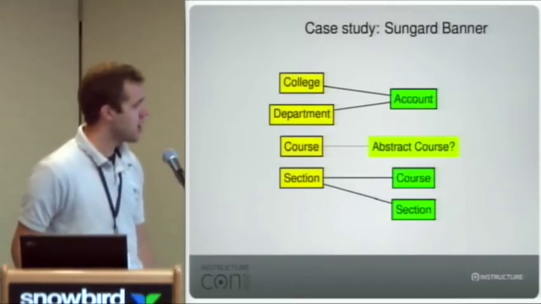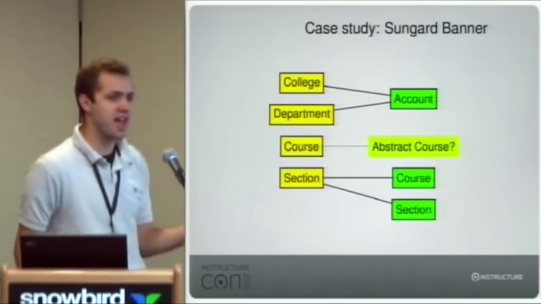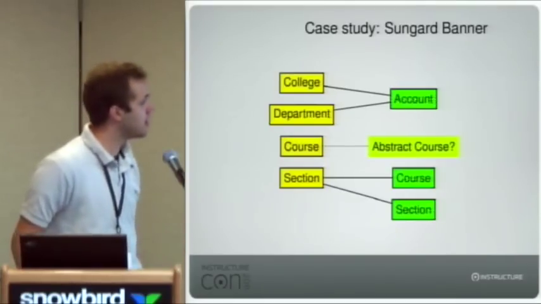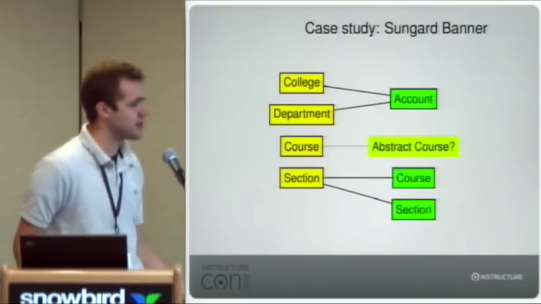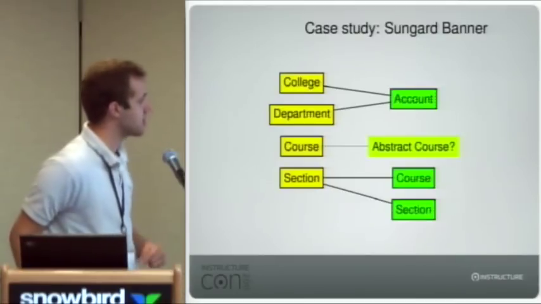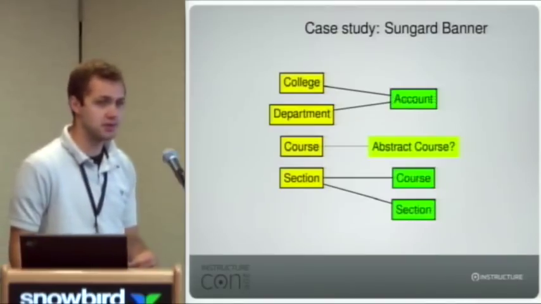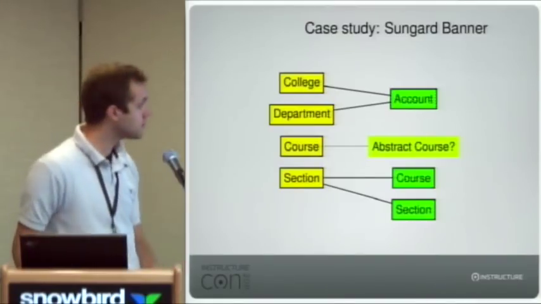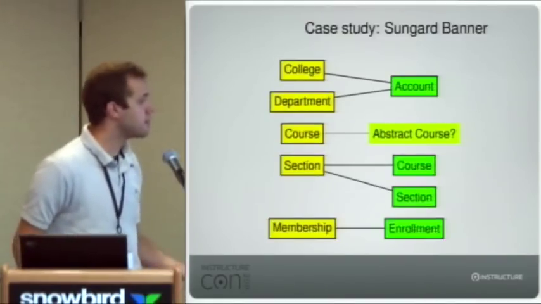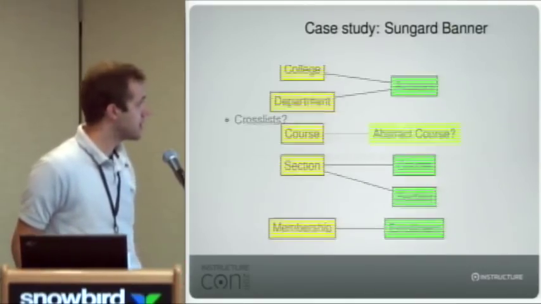Sections, on the other hand, are expected to have content. So a Banner section is really a Canvas course. And then for every course, there needs to be at least one section. So this integration with Banner ends up generating one course and one section in Canvas for every section from Banner that it sees. So that's the mapping. And then memberships in Banner are just enrollments in Canvas, so that was straightforward.